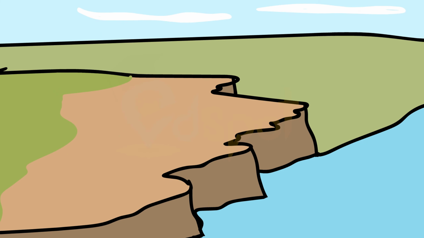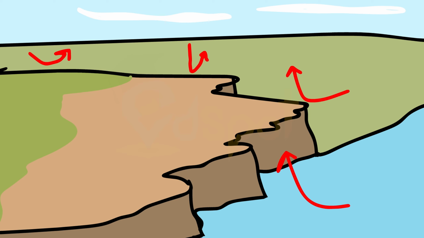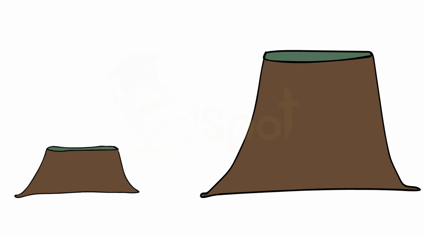Plateaus. A plateau is an elevated flat land. It is a flat-topped tableland standing above the surrounding area. A plateau may have one or more sides with steep slopes. The height of plateaus often varies from a few hundred meters to several thousand meters.